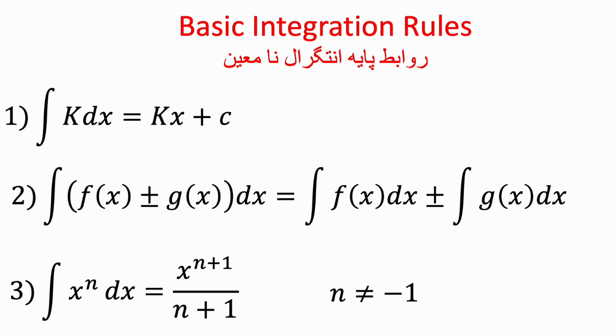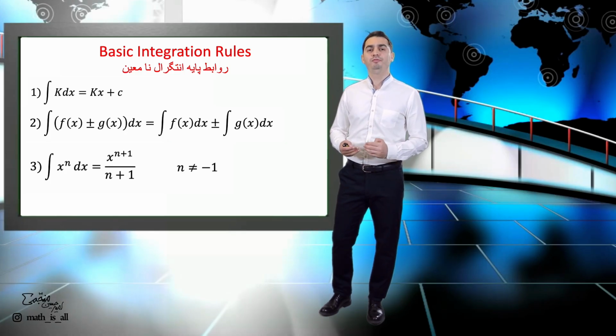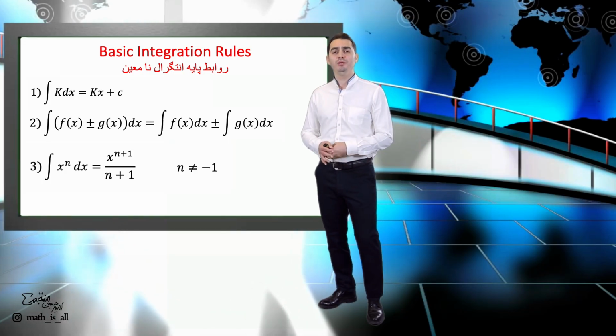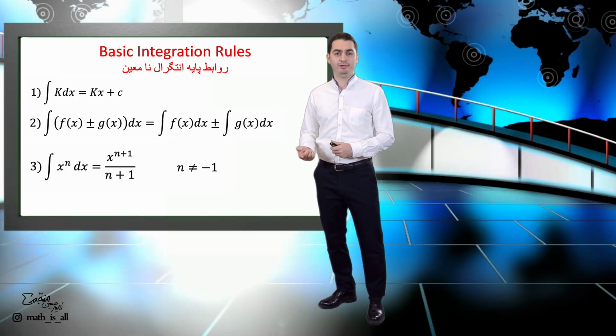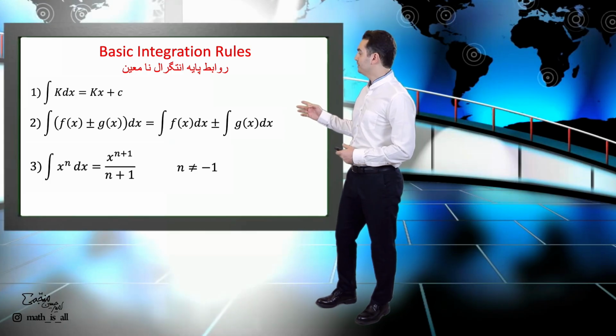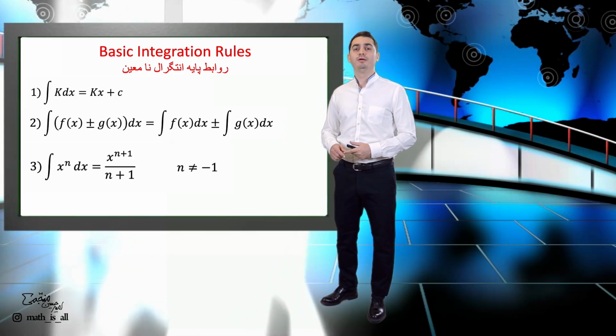Rule number 3. This is the most fundamental integral we will deal with, the integral of x raised to the power of n. To integrate x to the power of n, simply add 1 to the exponent and then divide by that new exponent. Therefore, the integral of x to the n dx equals x raised to the n plus 1 over n plus 1 plus c. It is important to note that for this rule, n cannot be equal to negative 1. Why? Because the denominator will become 0. Now, you might be asking, what if n is negative 1? What do we do then? We will cover the case where n equals negative 1 later in this course.